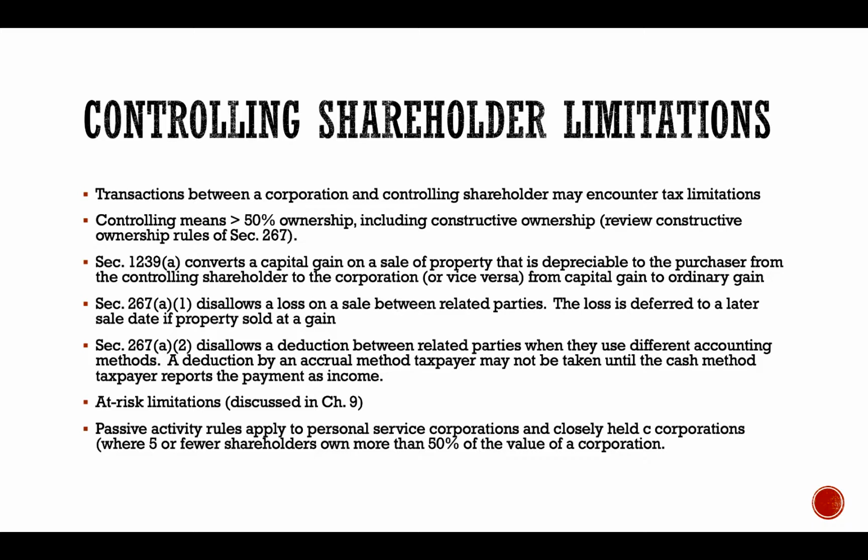There's also limitations where the at-risk rules apply. We'll talk about that in Chapter 9. The passive activity rules are going to apply to personal service corporations and closely held C corporations where 5 or fewer shareholders own more than half the value of a corporation.